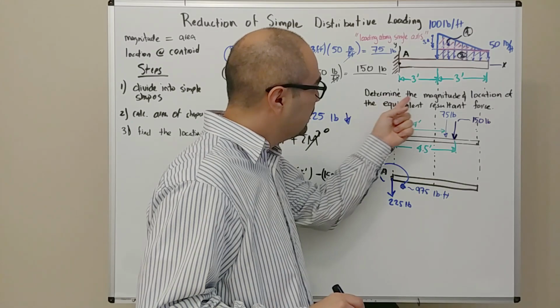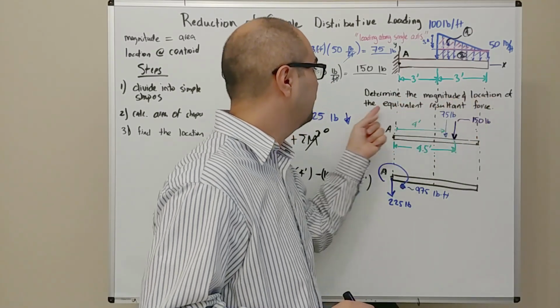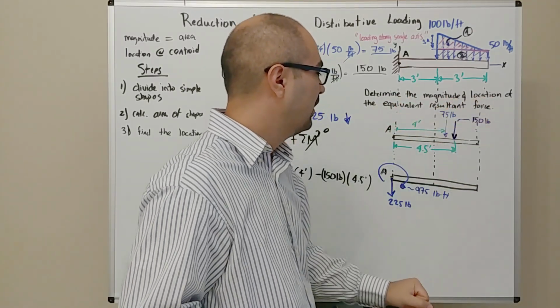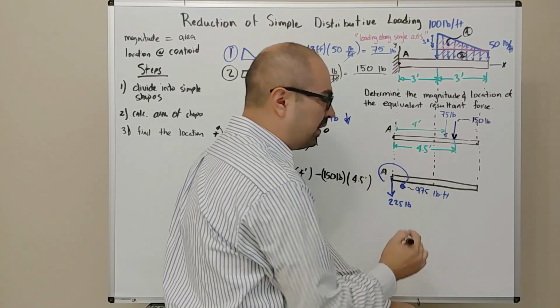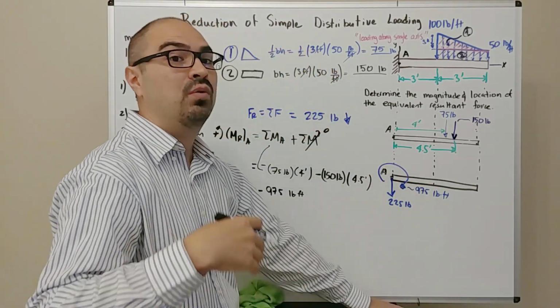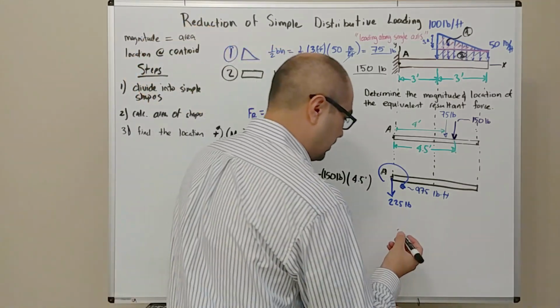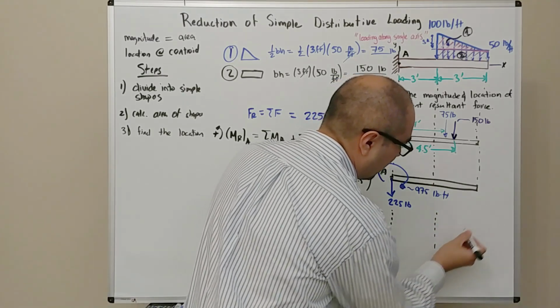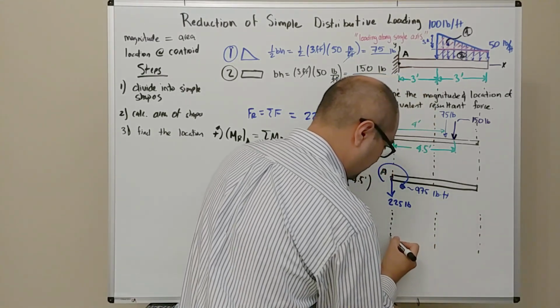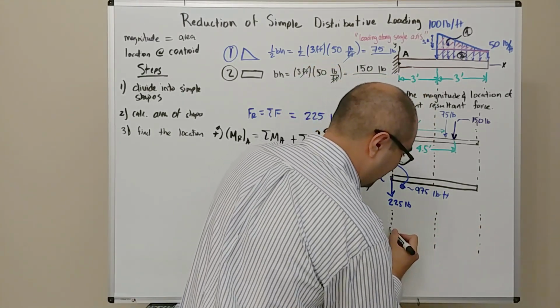Again, the question was to determine the magnitude and location of the equivalent resultant force. Right now, we've simplified everything to a resultant force and couple moment at A, but we need to now further simplify to just a resultant force. You remember how we do that? We do the free body diagram.